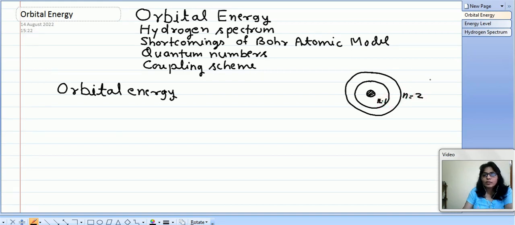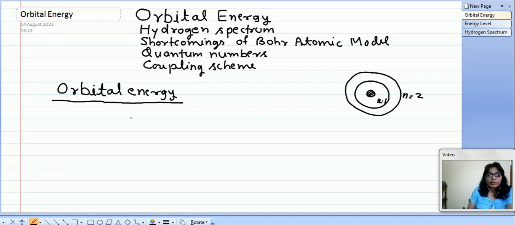Then n is equal to 3, n is equal to 4, and these are the principal quantum numbers corresponding to the various orbits. The orbit closest to the nucleus is assigned a principal quantum number of 1, and as we move far away from the nucleus, it will be n is equal to 2, n is equal to 3, and so on. Now our objective is to calculate the energy of these orbits. We said that the energy of these orbits will be constant, but what will be the energy of these orbits?